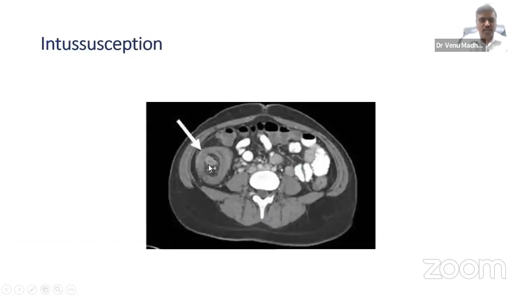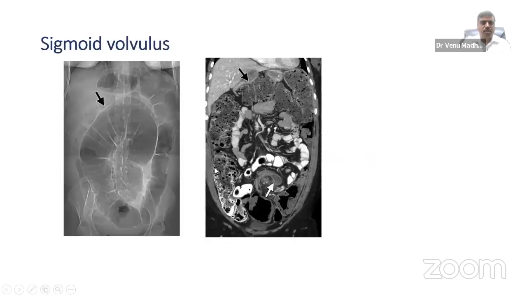We can also see cases of intussusception where the ileum is intussuscepted into the cecum. We can see the mesenteric vessels, fat, and a target sign, which is seen in intussusception. In case of sigmoid volvulus, it is better diagnosed by abdominal X-ray, and CT can give additional information like the twisting of the mesenteric vessels and rule out other diagnoses.